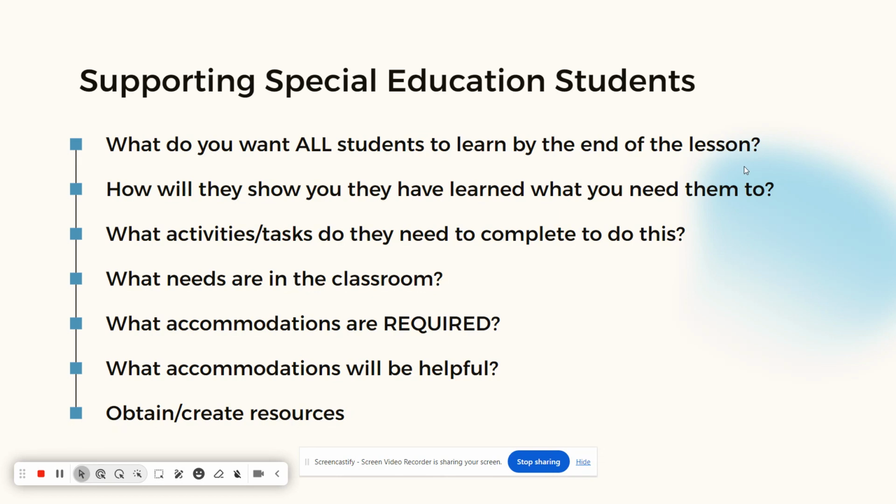What needs are in the classroom? What accommodations are actually required per the IEP? That's where that cheat sheet comes in that you can refer to. What accommodations will actually be helpful? They might not be in the IEP, but they would be significantly helpful in students achieving that goal. That's where that accommodations website comes in. And then look at obtaining and creating those resources for them.